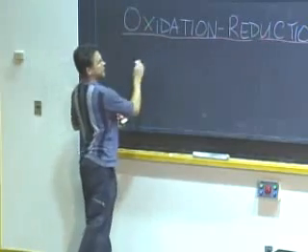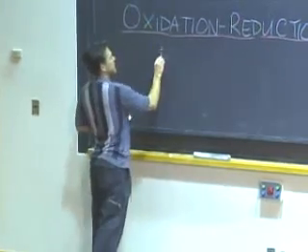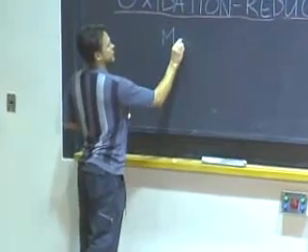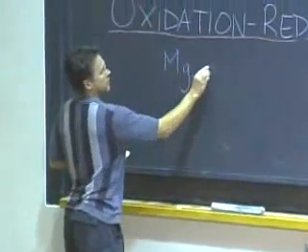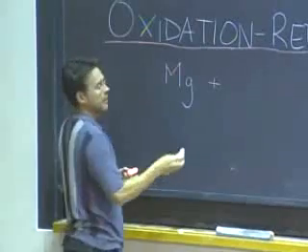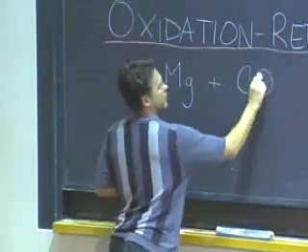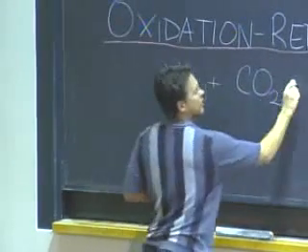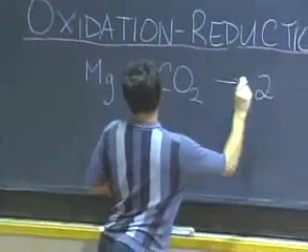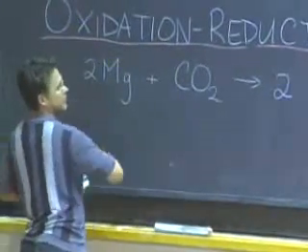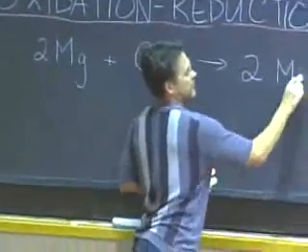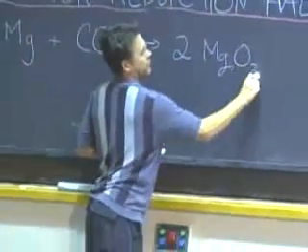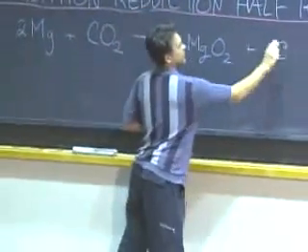I want to give you an example of a reaction that can be decomposed into half reactions. And that is the reaction of magnesium metal with carbon dioxide: 2 equivalents of magnesium plus CO2 going to 2 MgO plus elemental carbon.